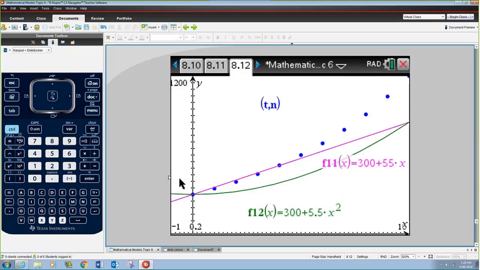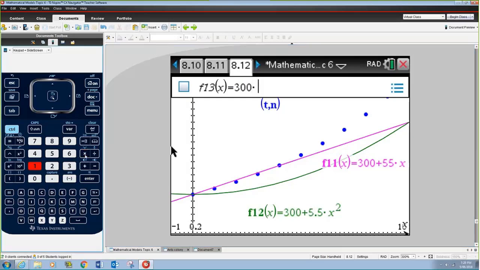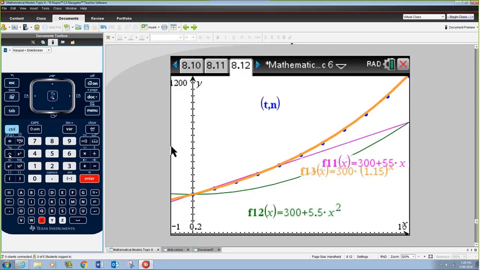And our third option here was an exponential model. They all, of course, start at 300, times 1.15 to the power of x. And clearly this exponential model fitted very nicely.